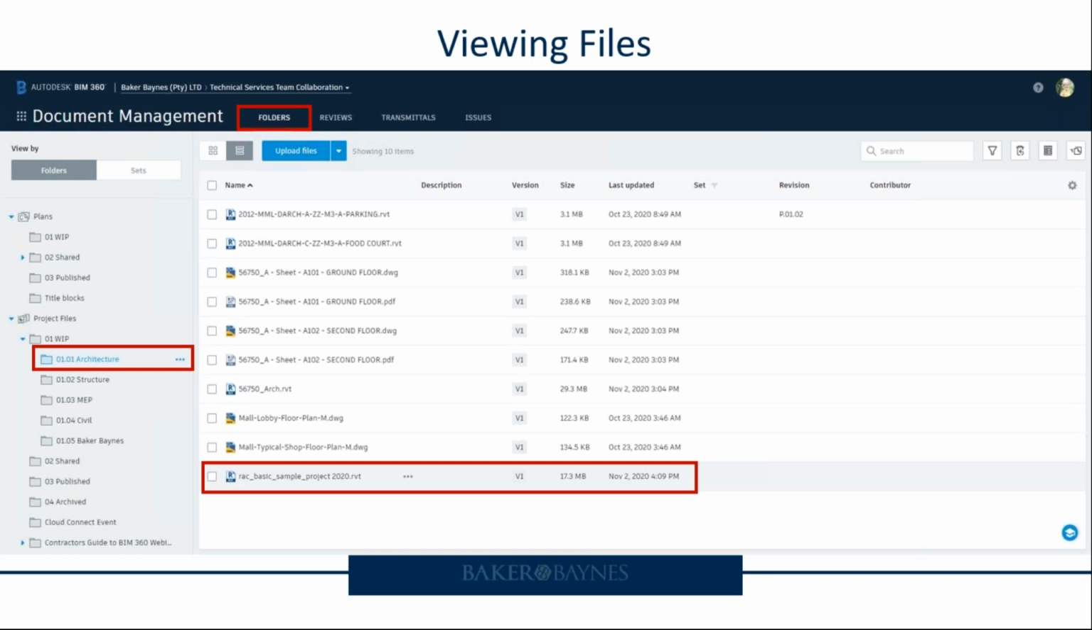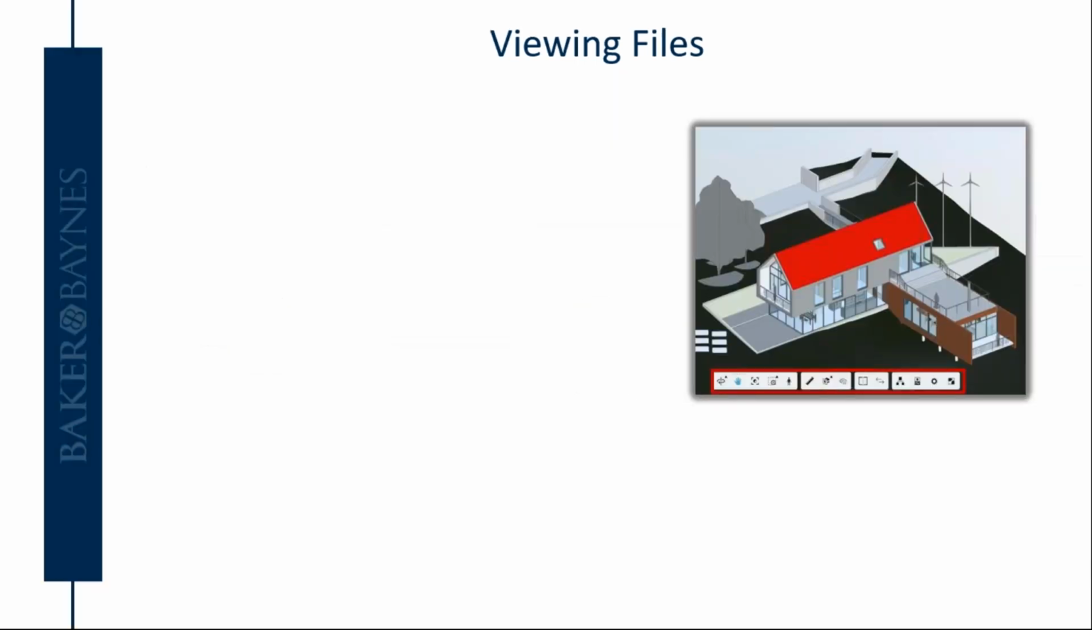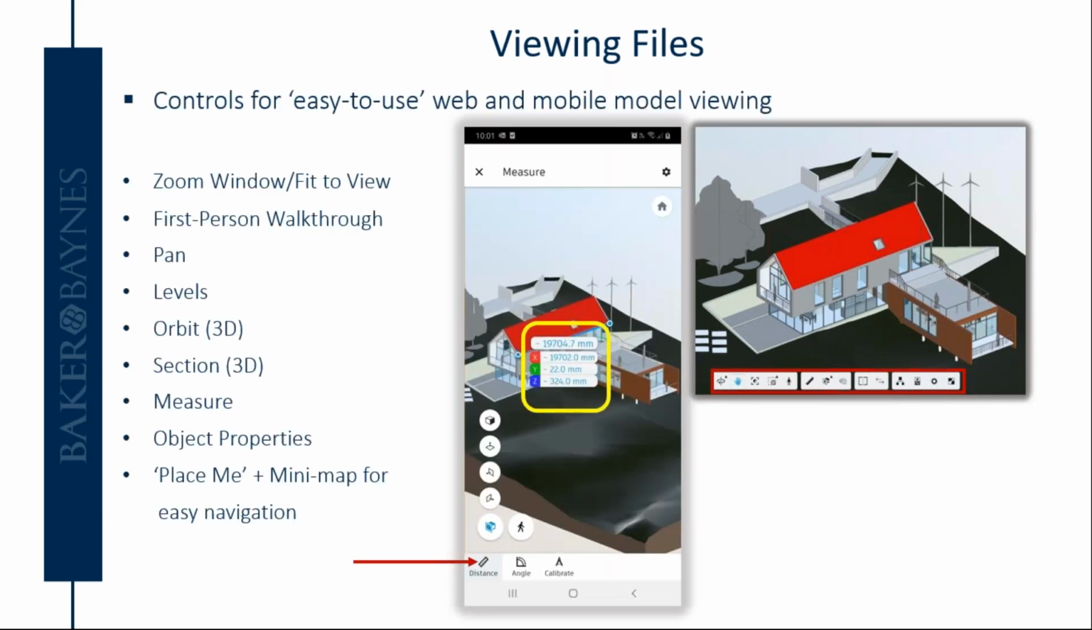So as the contractor, if you wanted to view something in the model, you would, for example, click this file that's highlighted over here. And once you click on it, this is what you'll be able to see in either your internet browser on your desktop or on an app on your mobile phone. And in these views, you are able to use functions such as zoom, walkthroughs, pan, orbit. You can cut sections, you can measure, or you can view object properties in the model as well.